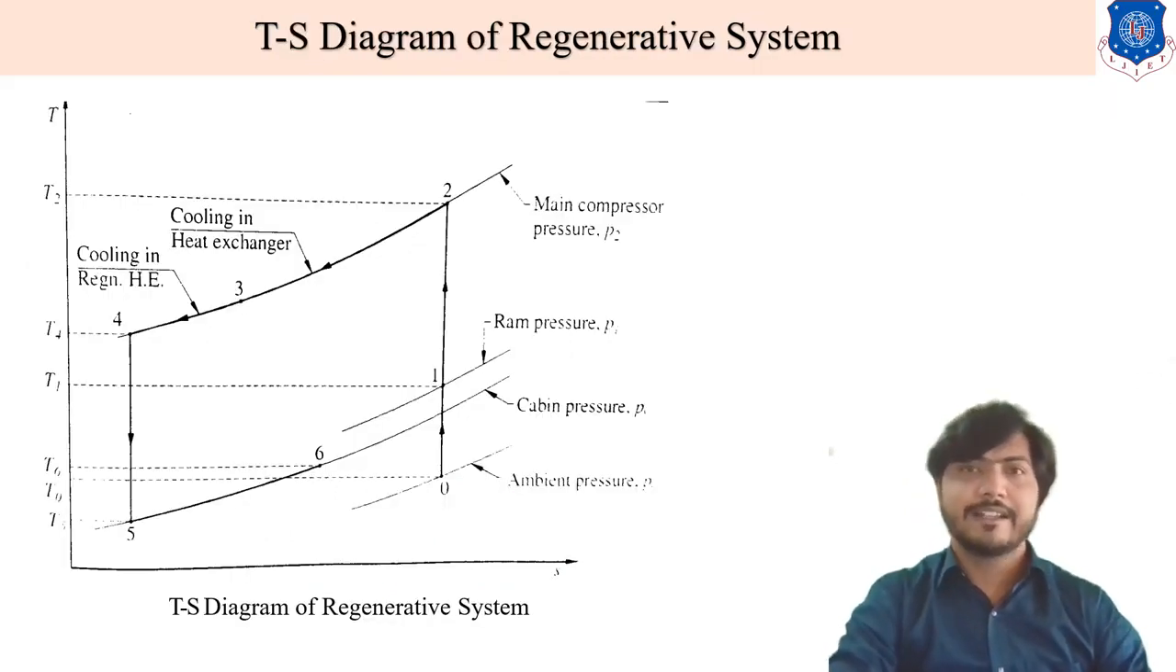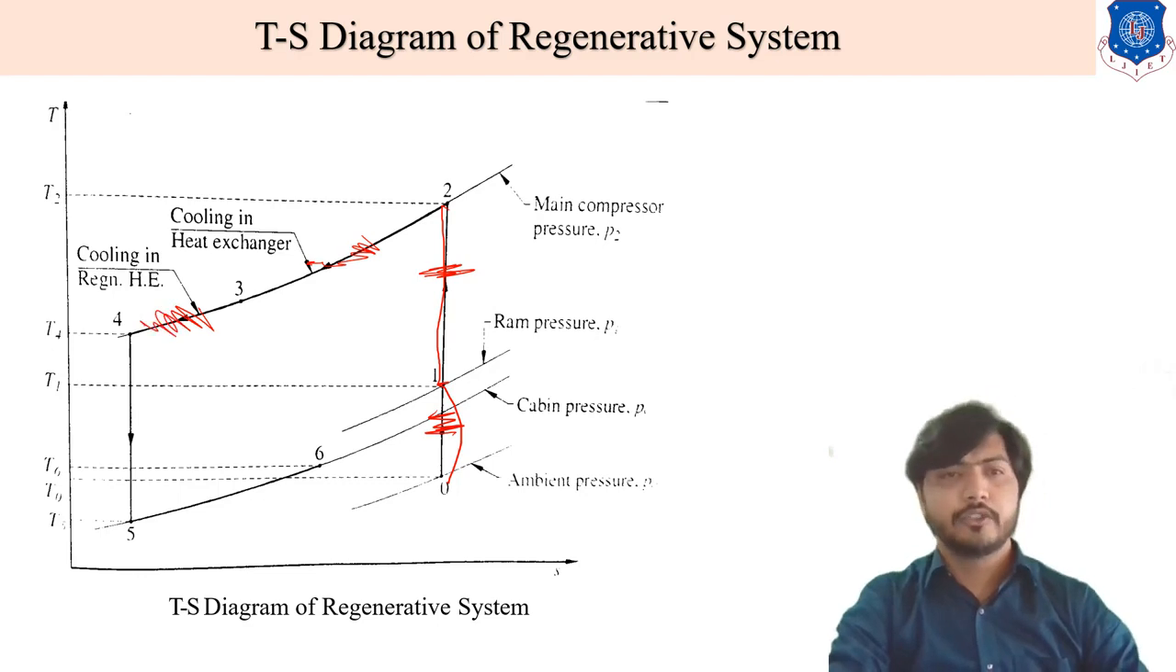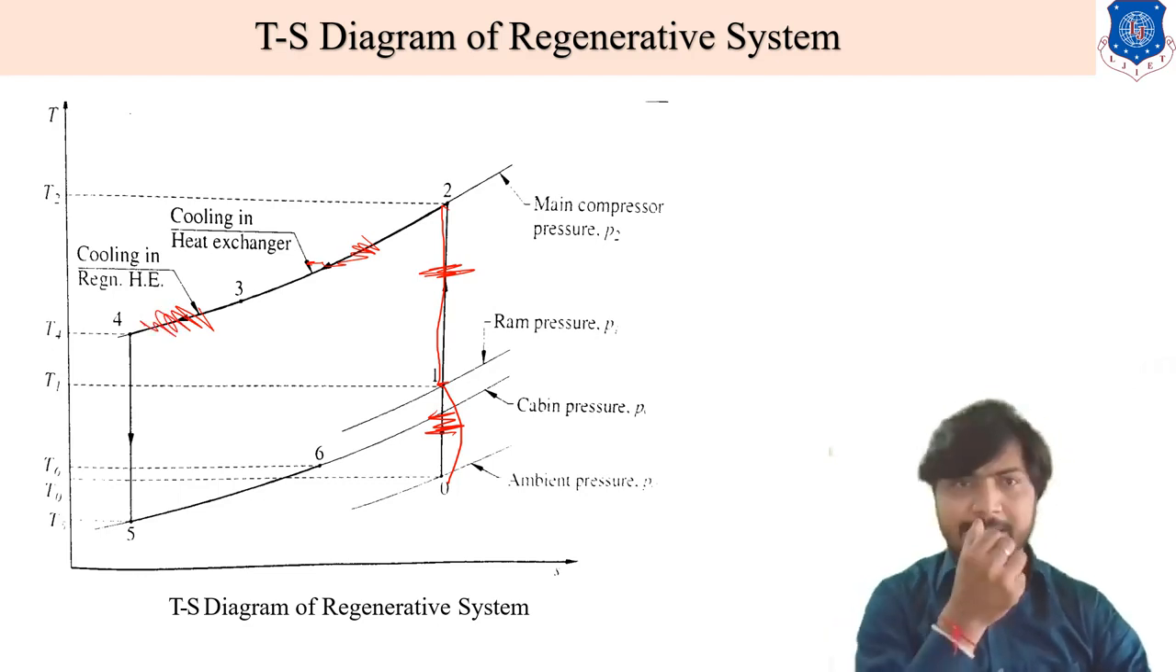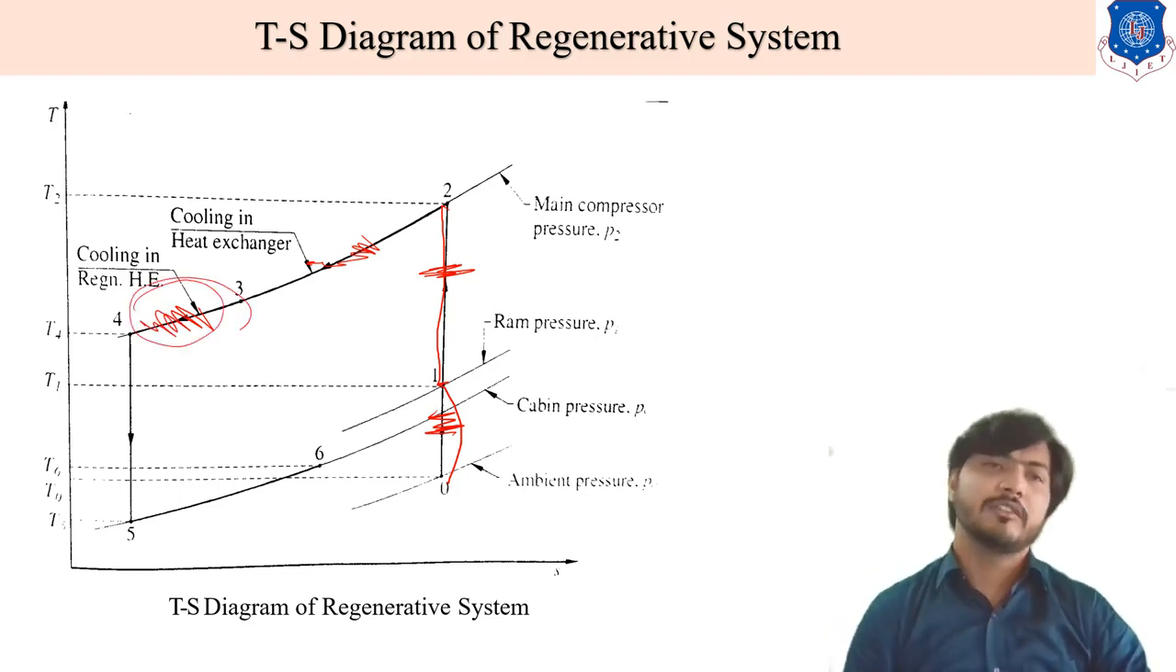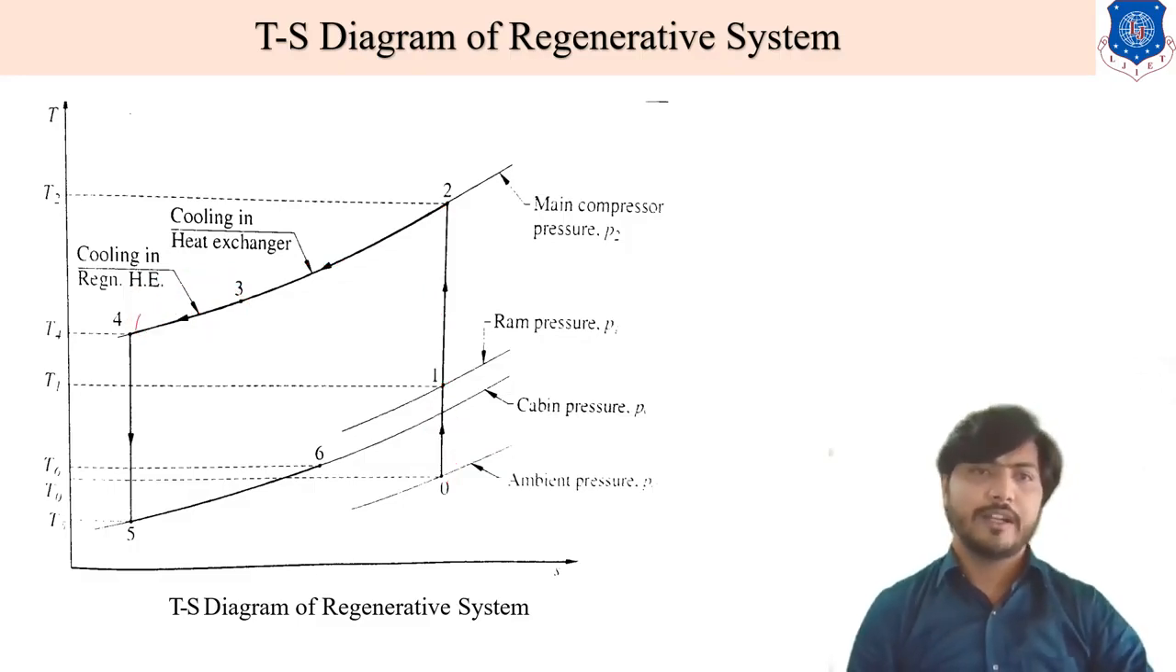This is our TS diagram for the regenerative system. 0 to 1 is an isentropic process, 1 to 2 is the isentropic ramming process. 2 to 3 is a compression process in the compressor, 3 to 4 is heat exchanger 1, and 4 to 5 is heat exchanger number 2. But the difference is that for exchanging heat, we use the fluid from the coolant air. Okay, and then the cooling turbine, and 5 to 6 is our cabin effect or refrigeration effect.